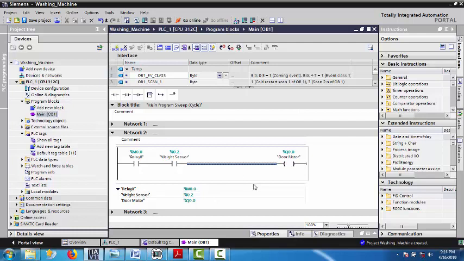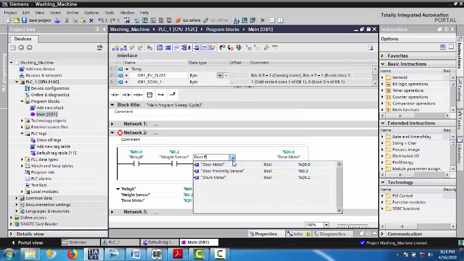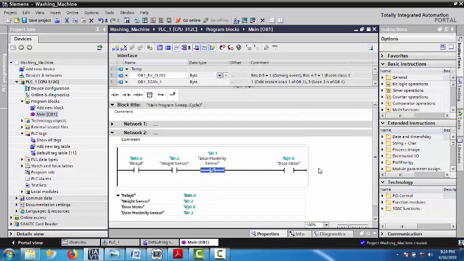So when the door proximity sensor is on, the door motor should turn off. That is why I use NC. We use an NC of the door proximity sensor.